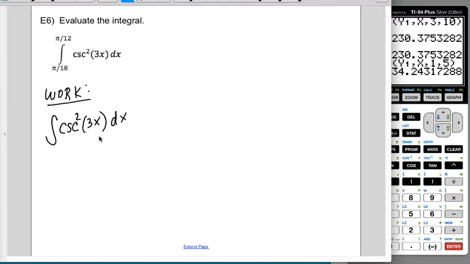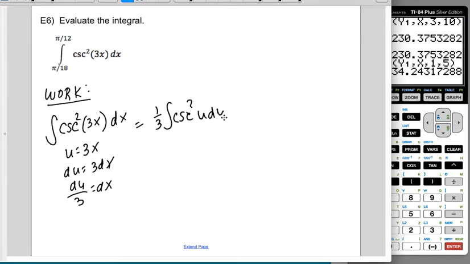So I know that cosecant squared is an antiderivative. So I think that if I just make u my 3x and my du 3dx, which means that I'll replace my dx with du over 3, right? I think that I get that this is 1/3 the integral of cosecant squared u du. Cosecant squared integrates to a negative cotangent.